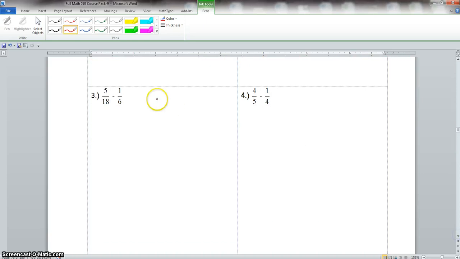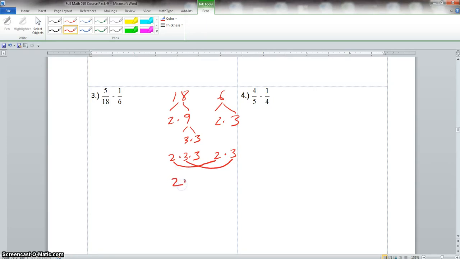Now we come down here to number 3. We take our denominators of 18 and 6. 18 breaks down to 2 times 9, and 9 breaks down to 3 times 3. So it'll be 2 times 3 times 3. 6 breaks down to 2 times 3. So 6 prime factorization is 2 times 3. Now we have these 2's that match up and these 3's that match up. So we'll write 1, 2, and then 1, 3, and we have this extra 3 here. So 2 times 3 is 6, times 3 is 18. So our common denominator is 18.